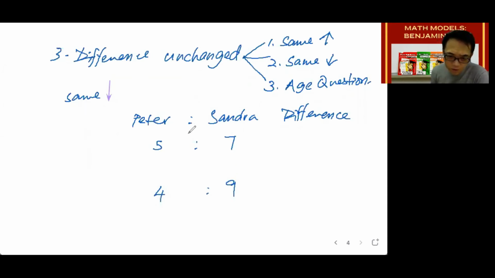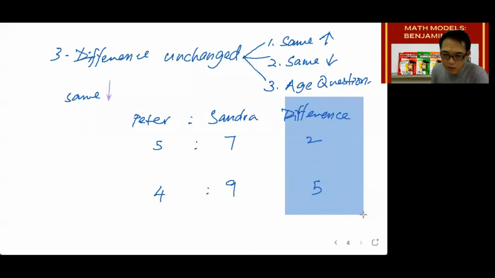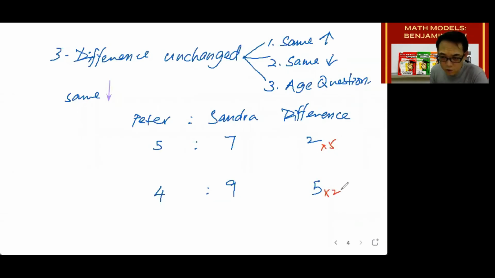Now this time, the difference between Sandra and Peter is 2 units and 5 units respectively. Again, because the difference is supposed to remain the same or constant, you should now multiply this by 5 and this by 2 so that the difference becomes 10 each. By doing this, you have to do the same to the parts, just like in the previous section.